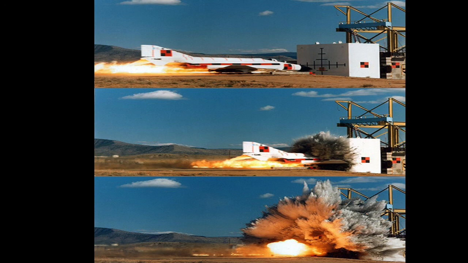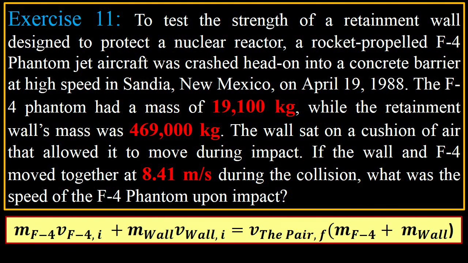Here is the jet crashing into the retainment wall, and it's able to move. The retainment wall is able to move. Otherwise, it would be an enormous force on the retainment wall. And the bottom picture, of course, is the final explosion. We see the initial impact.